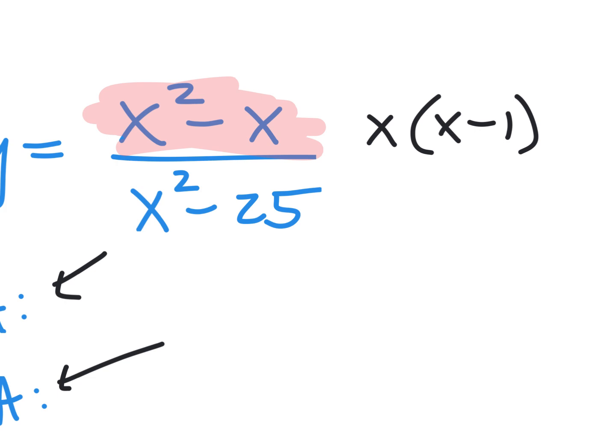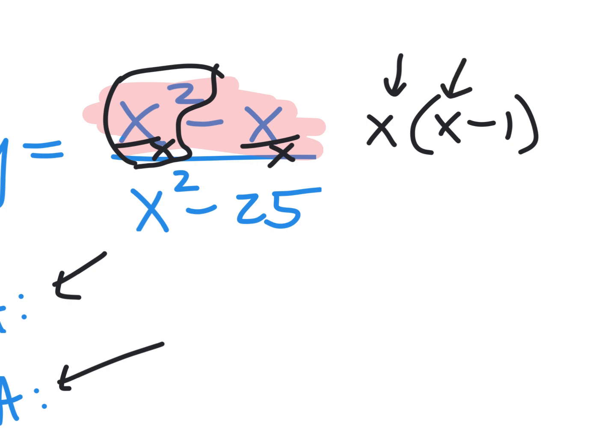Now, how did I get that? I'm going to notice that there's an x in both of them. They both have an x. So I go, oh, so the GCF is an x. And I divide them both by x. What is x squared divided by x? It's x. What's x divided by x? It's 1. That's how I got that.